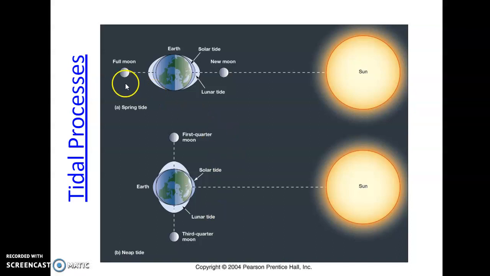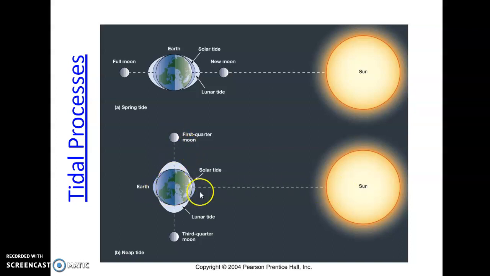So this is just another diagram that shows you that. This is a spring tide. So remember the moon, the Earth, sun are in a linear path. It's in line. And then a neap tide is at a 90-degree angle.